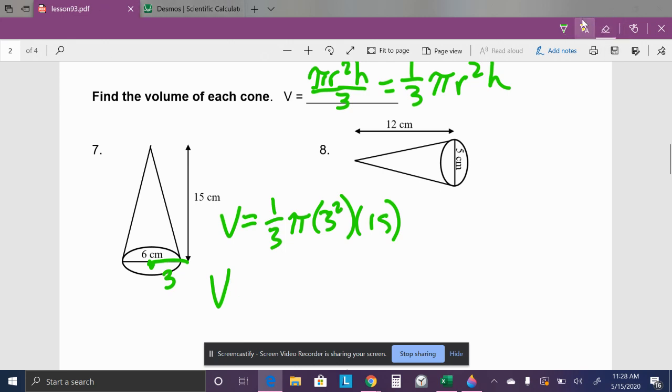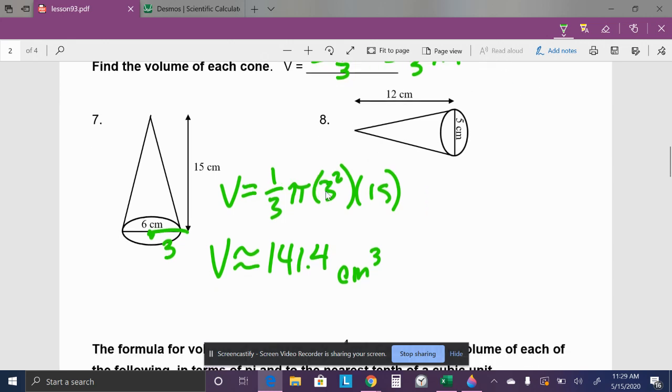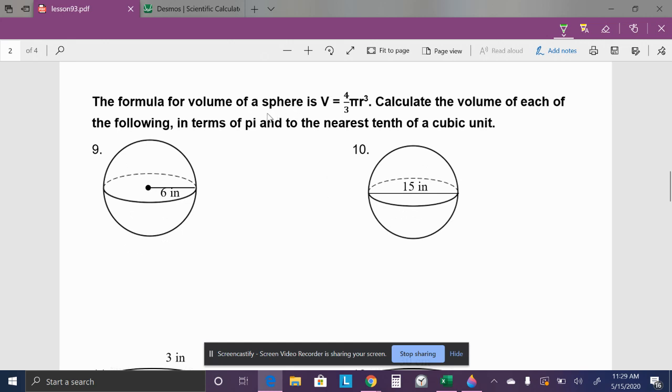I want about, not equals. Again, I put these squiggly lines because it's not exactly equal to 141.4 centimeters cubed. Okay, so it's pretty simple, just plugging in the right numbers in the calculator, making sure you use parentheses and rounding correctly. All right, let's look at a sphere.